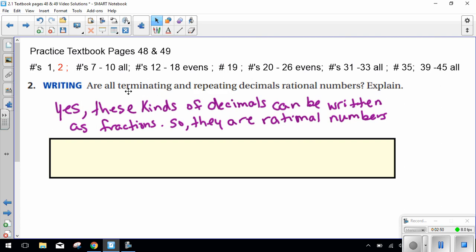If I have a terminating decimal, I can write it as a fraction. If I have a repeating decimal, I could also convert these into fractions. So the answer is yes, because I can write both of these kinds of decimals as fractions.